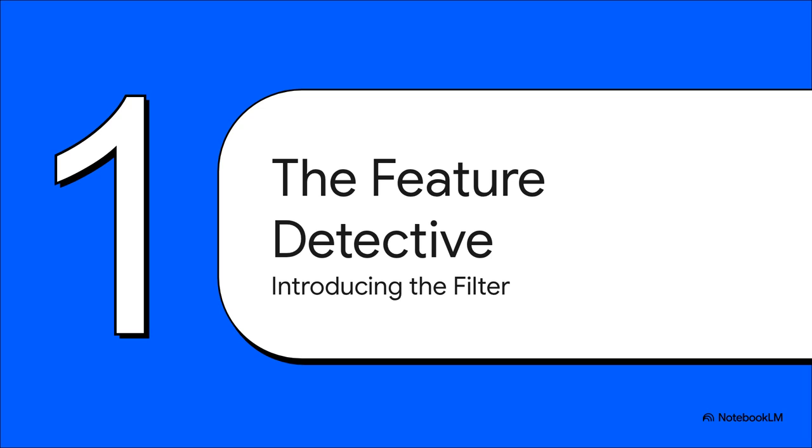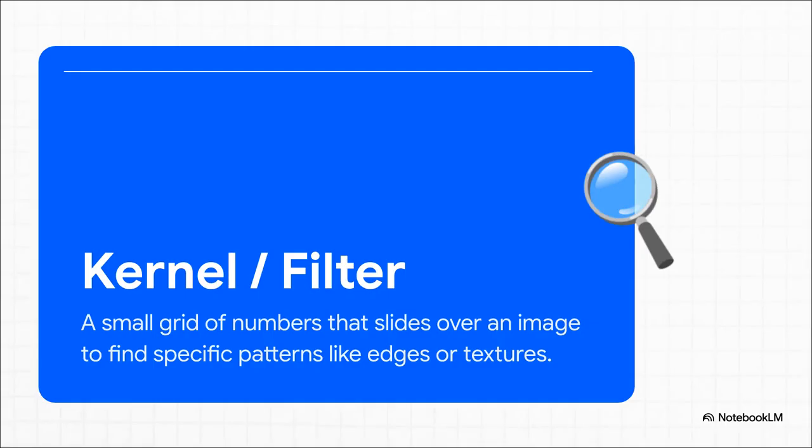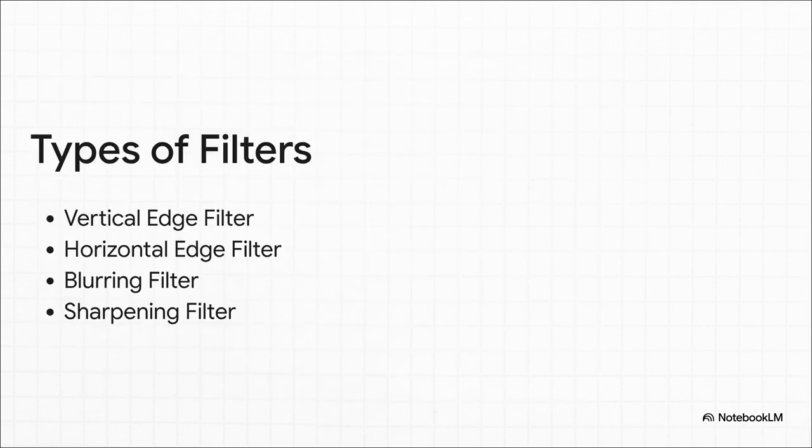Its secret weapon, the absolute key to making this work, is something called a filter. I want you to think of a filter, sometimes it's called a kernel, as a tiny little detective with a magnifying glass. It's just a small grid of numbers, maybe 3 by 3, and its entire job is to slide across the image looking for one and only one specific clue, like a vertical line or a little curve or a certain texture. And you can have a whole team of these little detectives.